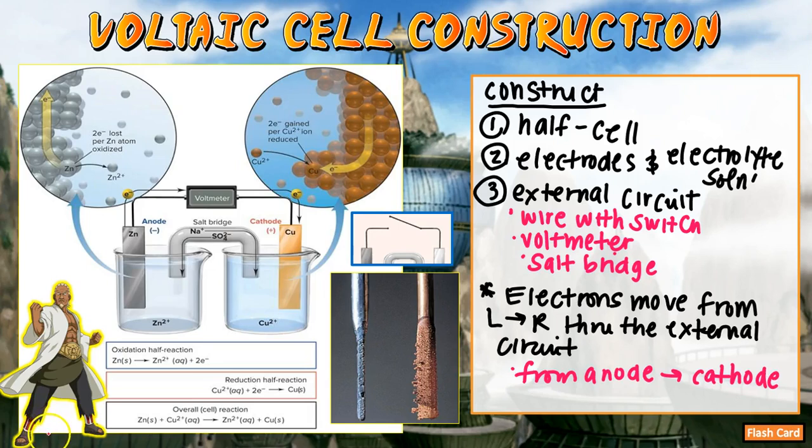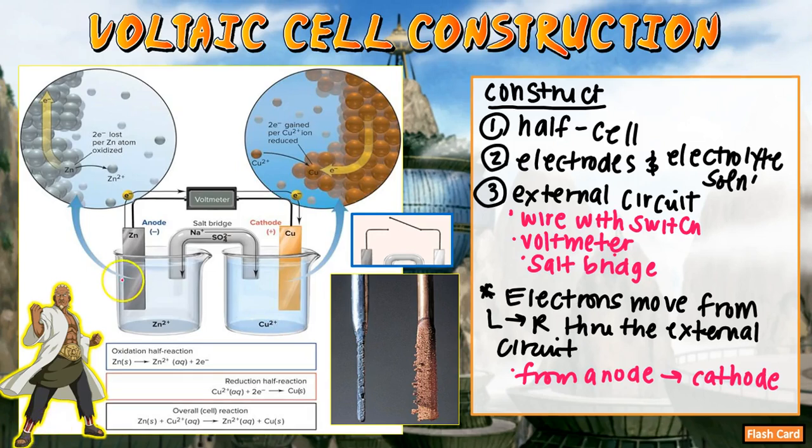To construct a voltaic cell, you will need to make sure that each half reaction takes place in its own half cell. Okay, folks? So that the reactions are physically separated. That means we're going to have our oxidation reaction in one half cell, and we're going to have our reduction reaction in another half cell, folks.